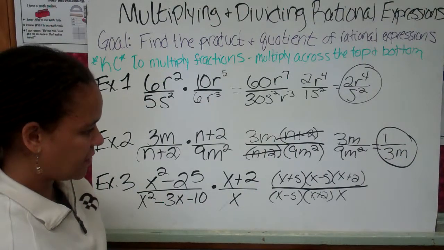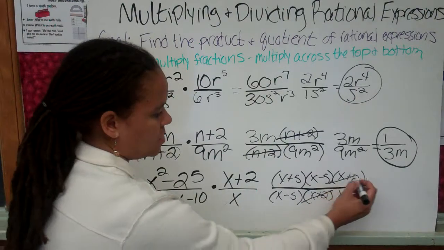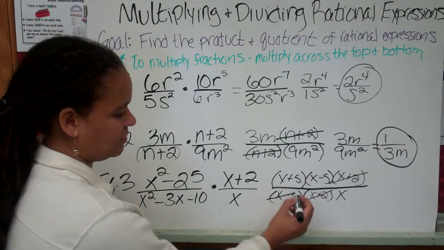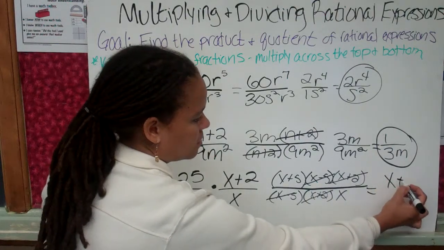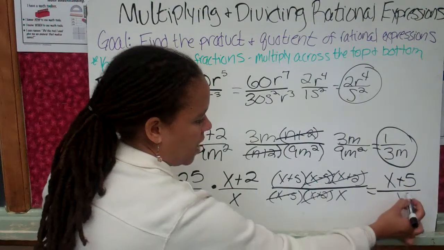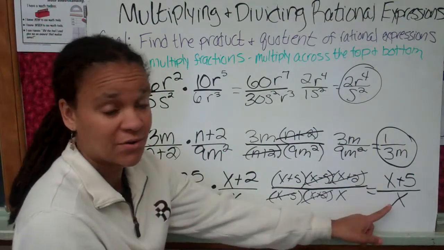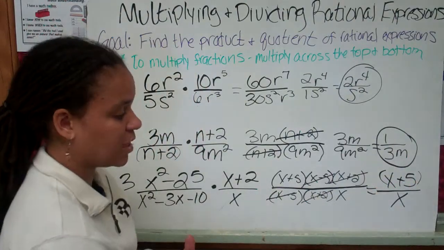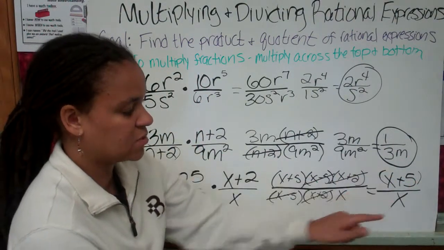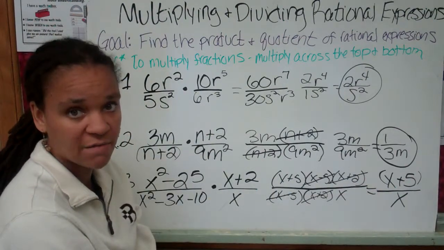So can we cancel out anything? Oh, nice. We sure can. We can cancel out x plus 2, x plus 2. X minus 5, x minus 5. Our final answer would be x plus 5 over x. And I don't want you to cancel these out. Be careful. You are not allowed to cancel these out. This is a binomial. These have to stay together. It's x plus 5. So we can't just cancel those x's out. So your final answer would actually just be x plus 5 over x.